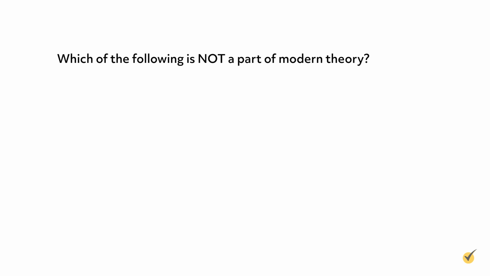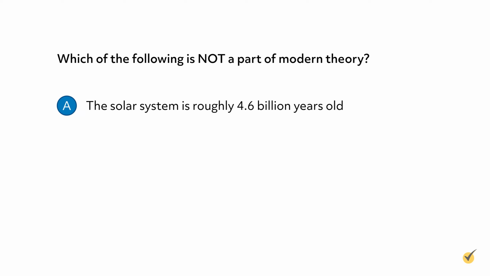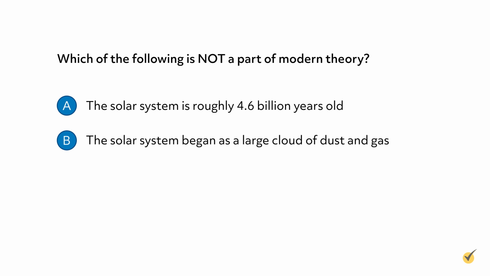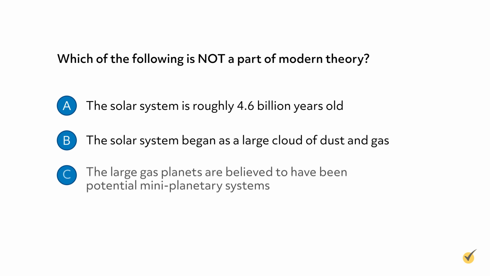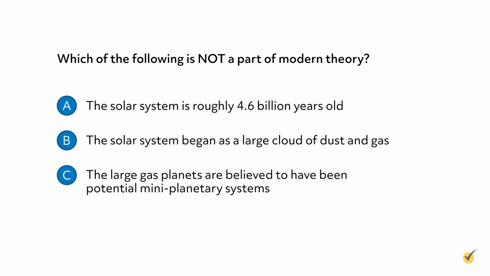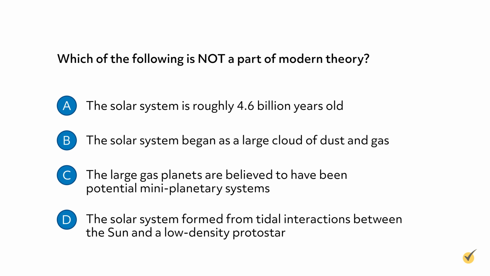Number 3. Which of the following is not a part of modern theory? A, the solar system is roughly 4.6 billion years old. B, the solar system began as a large cloud of dust and gas. C, the large gas planets are believed to have been potential mini-planetary systems. Or D, the solar system formed from tidal interactions between the Sun and a low-density protostar?